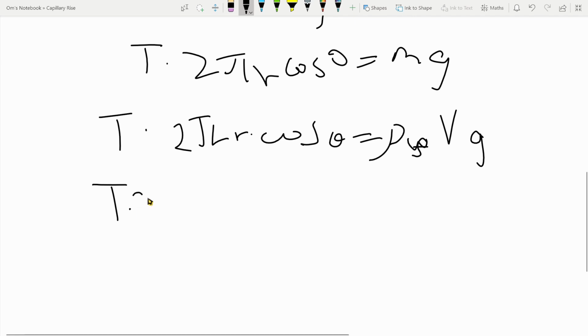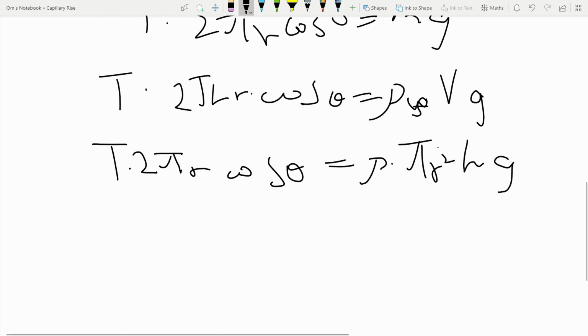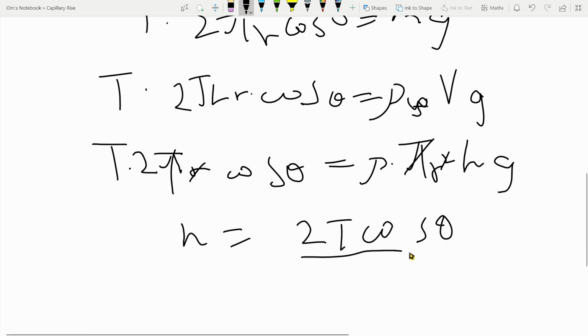So T into 2 pi r cos theta is equal to rho into pi r squared h. Now h is what we're trying to isolate here, right? So we can cut pi and pi, and we can cut an r and an r, and what we'll get is h is equal to 2T cos theta divided by rho g r, where r is the radius of the capillary tube.